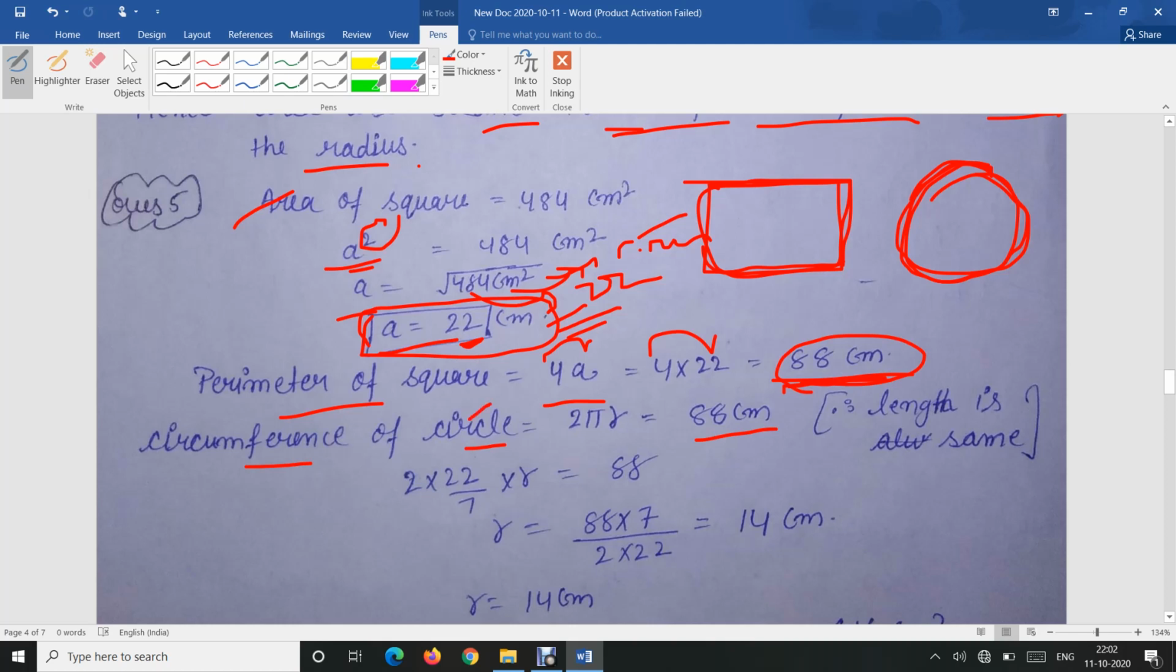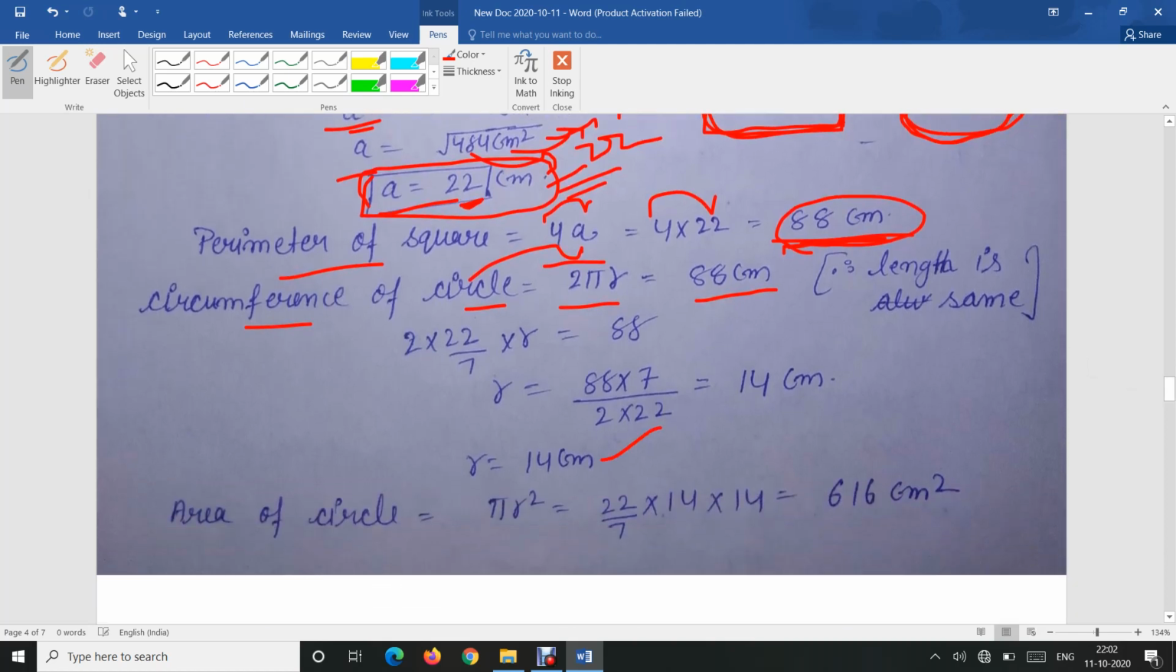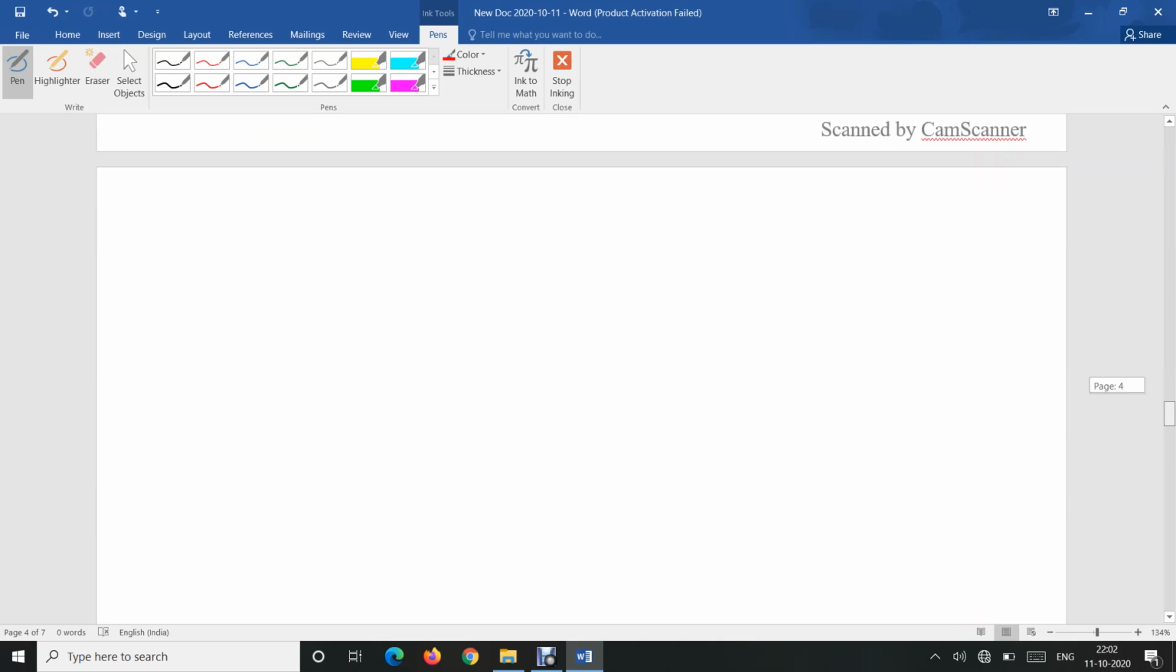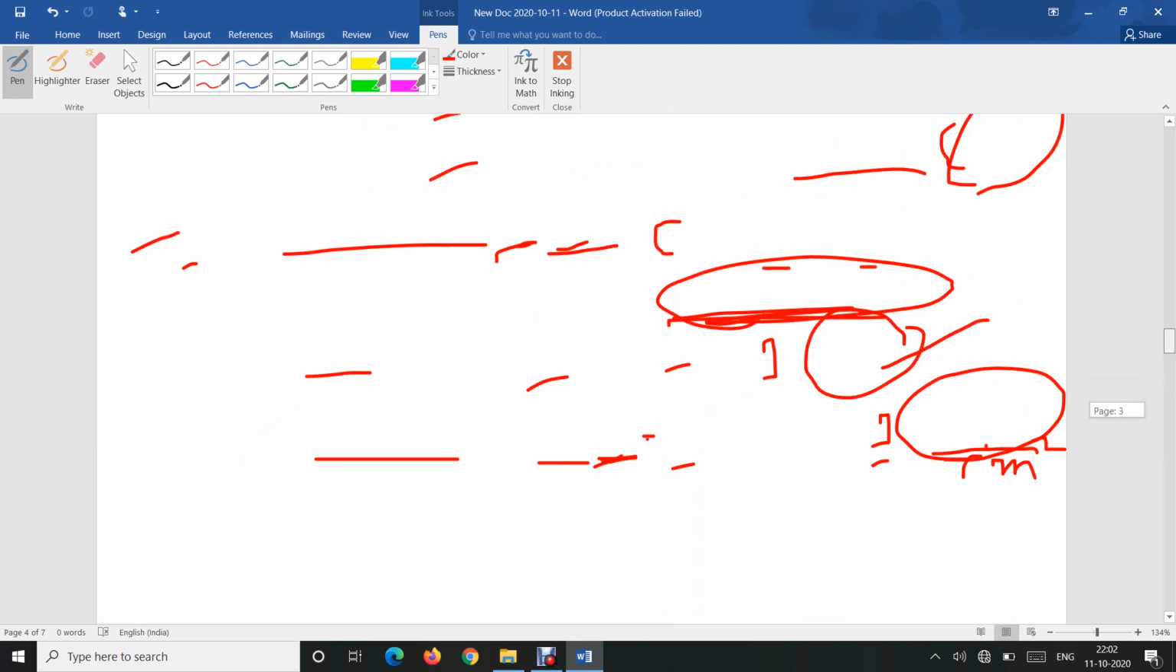You know the formula of circumference of a circle, 2 pi r, so you can put them equal, and from here you can find the value of r, which will be 14 centimeter. Now you have to find the area enclosed by that circle. So the area of circle will be equal to pi r square. Pi is 22 by 7 and r is 14. So you can solve it, and after solving that you get 616 centimeter square. I hope you understand this question also. Now let us move towards the next question, which is question number 6.